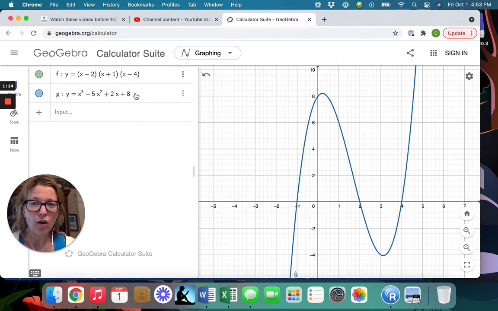When it's all multiplied out, the y-intercept becomes clear. If I plug in 0 for all of the x's, then this last coefficient at the end, this constant, plus 8, that's my y-intercept.